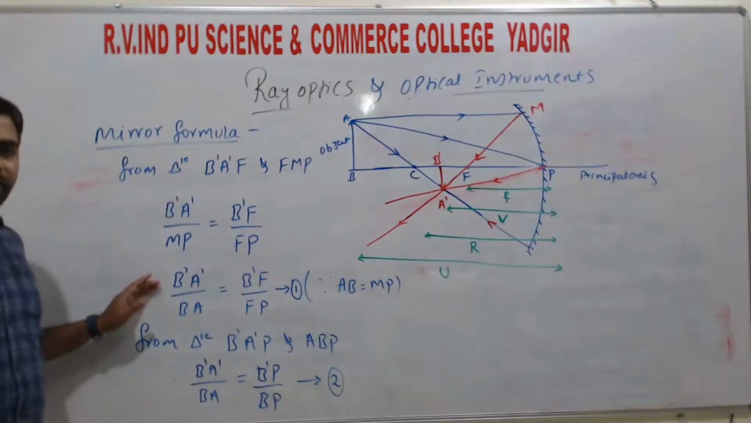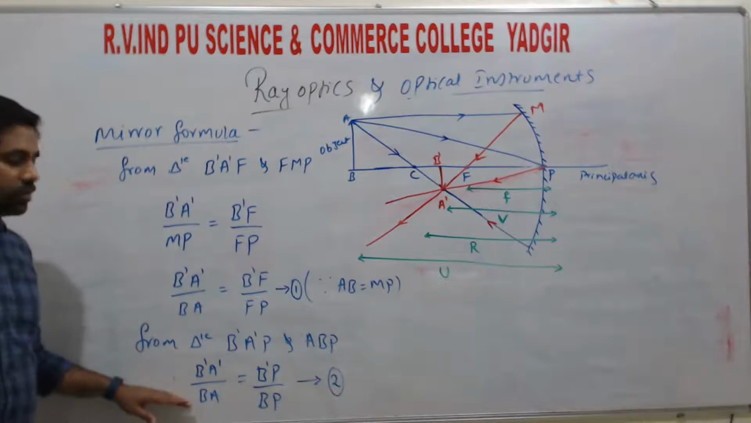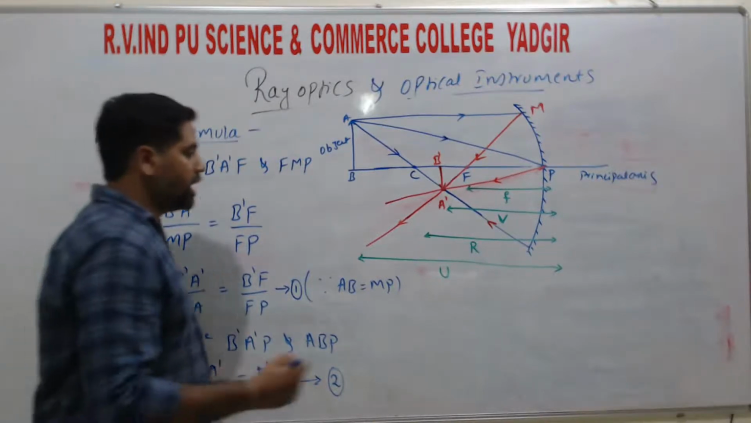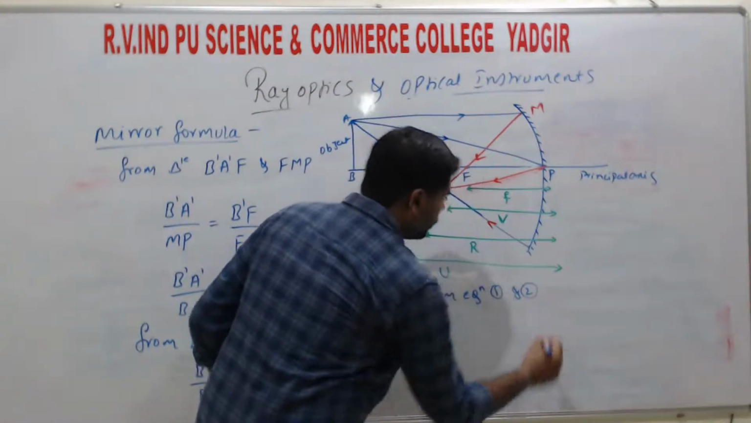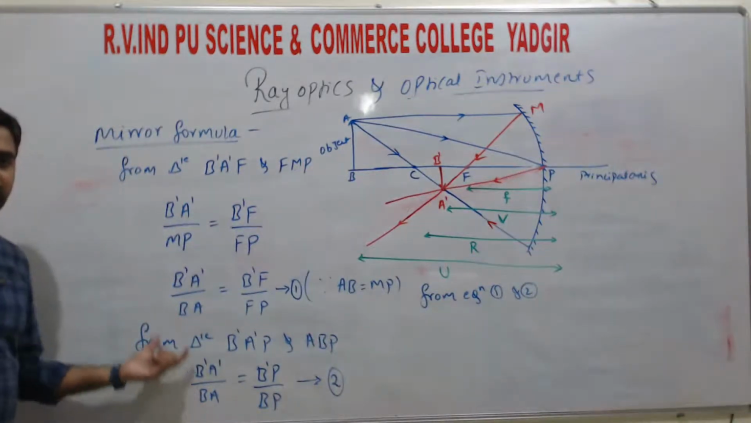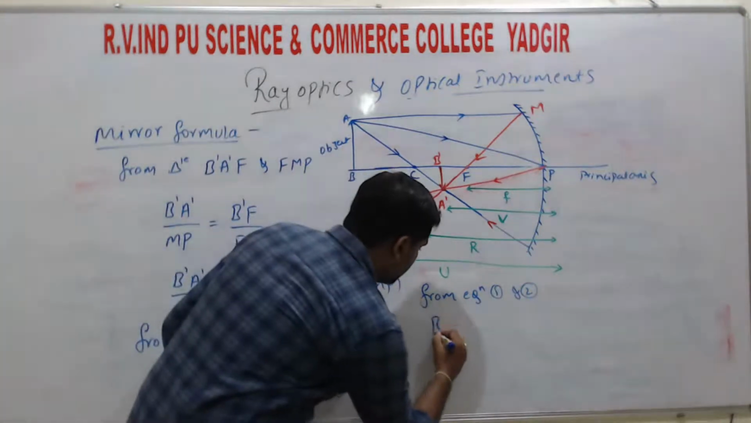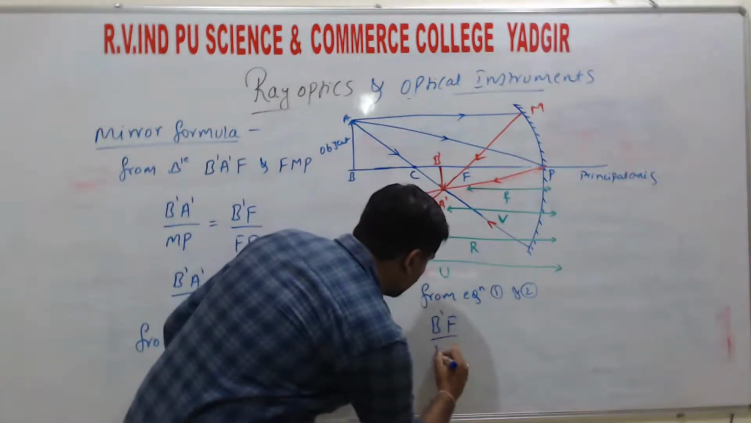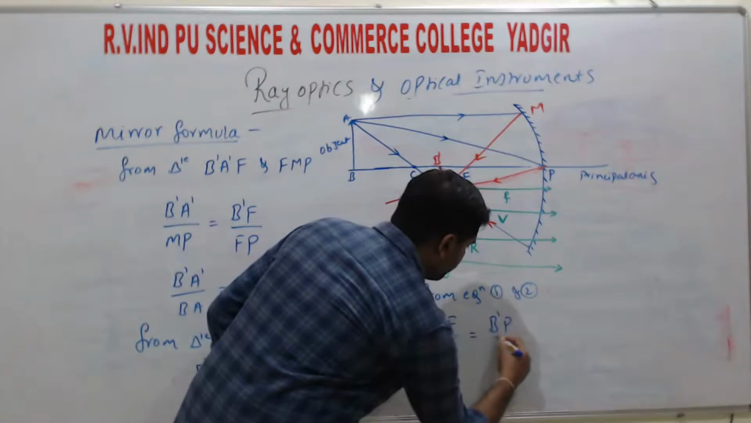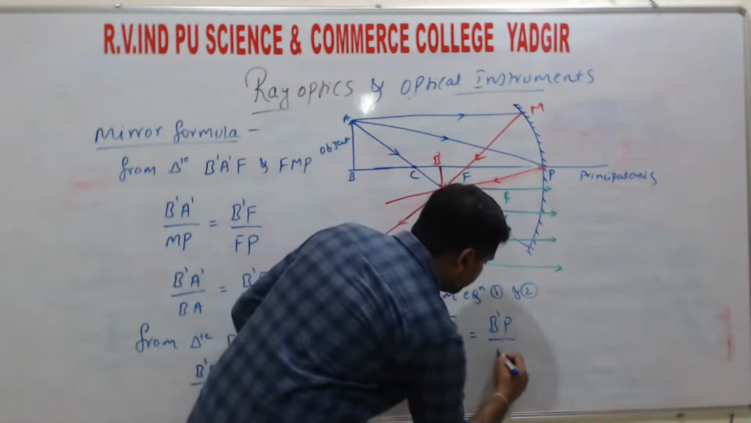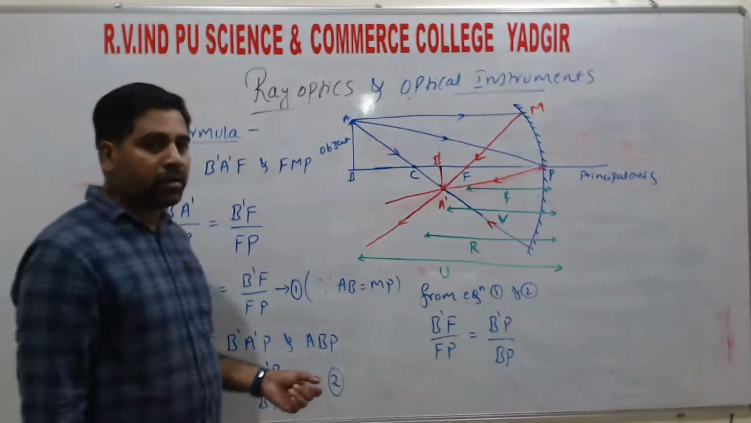If you observe equation 1 and equation 2, in the LHS we have the same terms, so we can equate the RHS terms. That is, B dash F divided by FP is equal to B dash P divided by BP. This is the third equation.